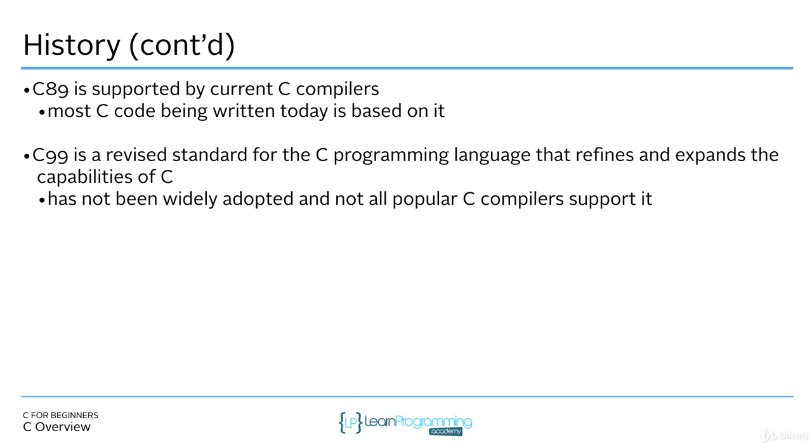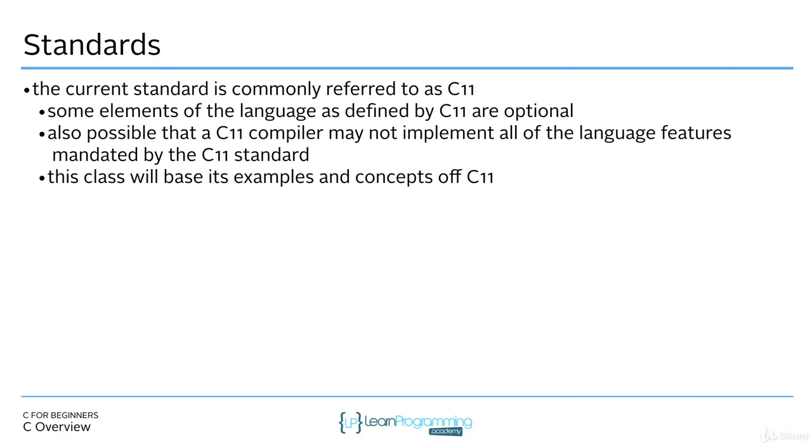C99 was a little revision where it expanded on some of the functionality and capabilities of C. It hasn't been widely adopted, and not all the compilers support it. But we'll be focusing mainly on C99. The current standard is commonly referred to as C11, 2011. It's not used as much, but it does have a lot of cool features. We'll talk about all three standards, but we'll focus on C99. The C11 compiler may not implement all the language features mandated by the standard. That happens sometimes. But we'll base our examples and concepts on all three standards, focusing on newer concepts in C11, but mainly C99, which covers the basic concepts.